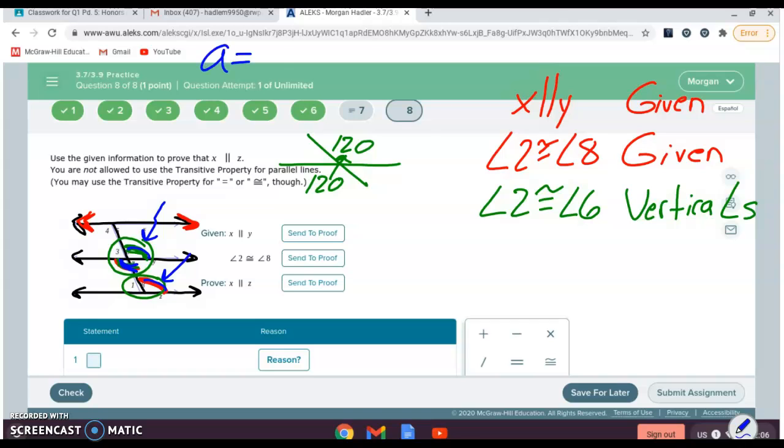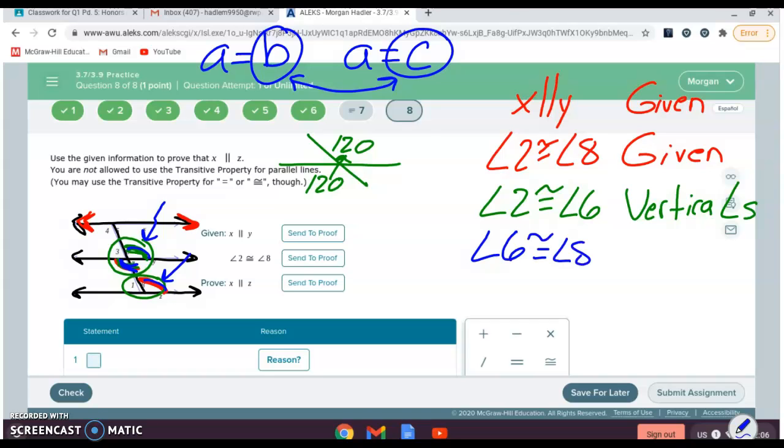That's like if A equals B, and I know that A also equals C, then B and C have to be the same because they're both equal to the same thing. So then you can say that angle 6 is congruent to angle 8, and that would be, I believe, the transitive theorem. I think that would be one of your drop-down options. And then I'm pretty sure, and you'll have to let me know if this is incorrect because I don't have the drop-downs to check it.